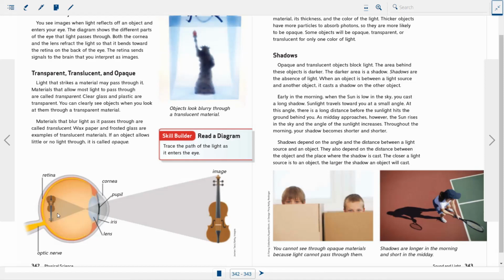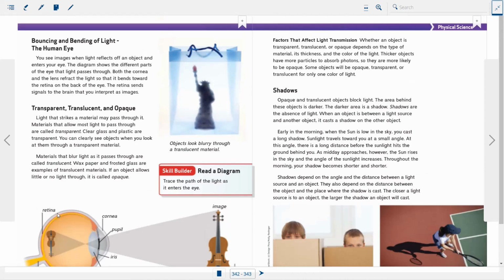Materials that blur light as it passes through are called translucent. So wax paper and frosted glass are examples of translucent materials. If an object allows little or no light to go through it, it's called opaque. So opaque means you can't see through it.